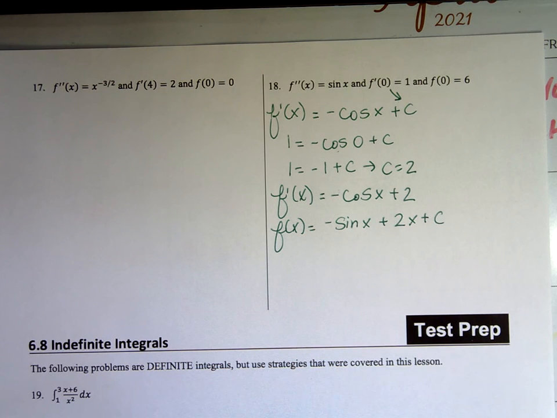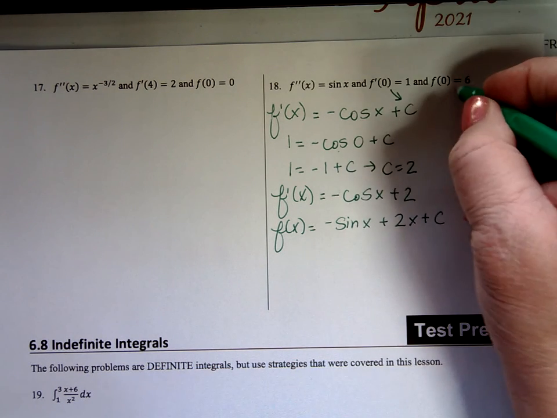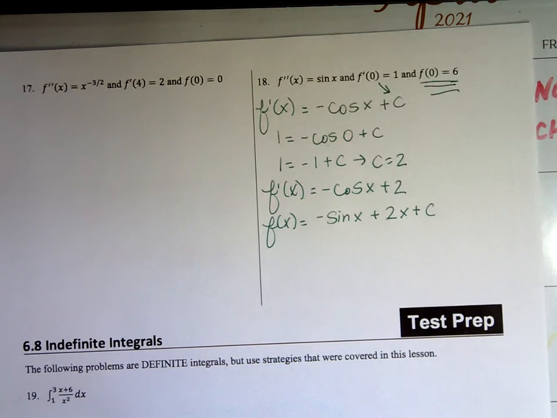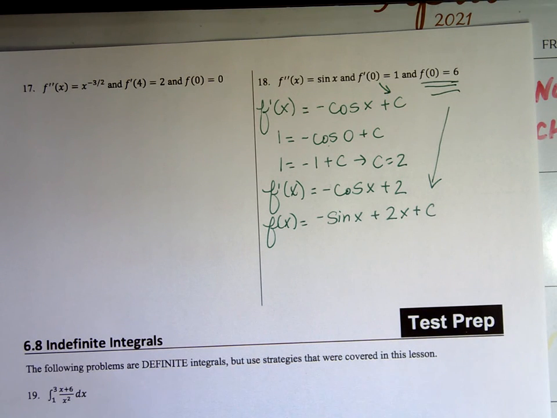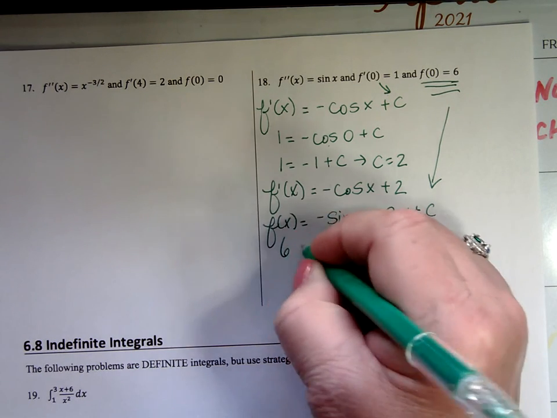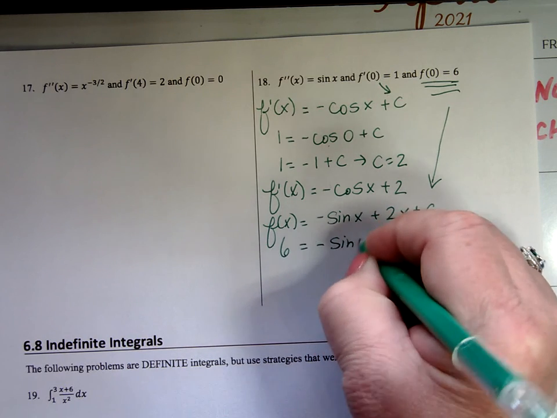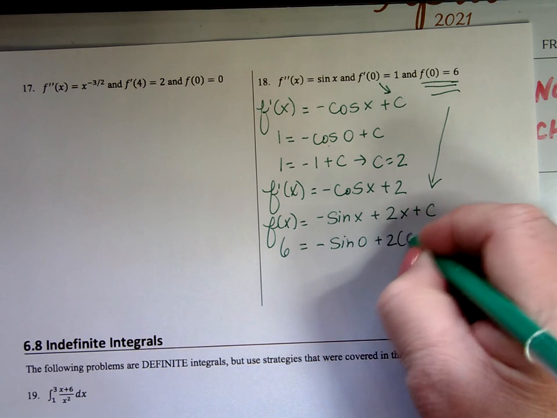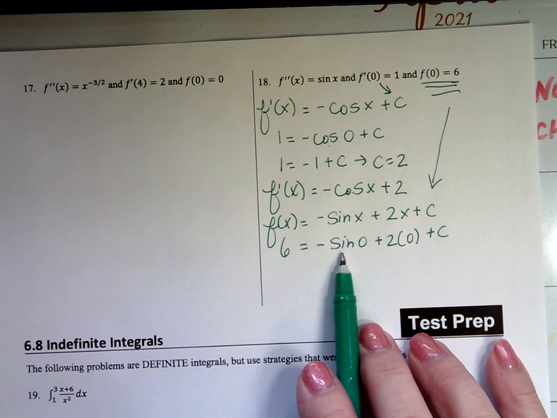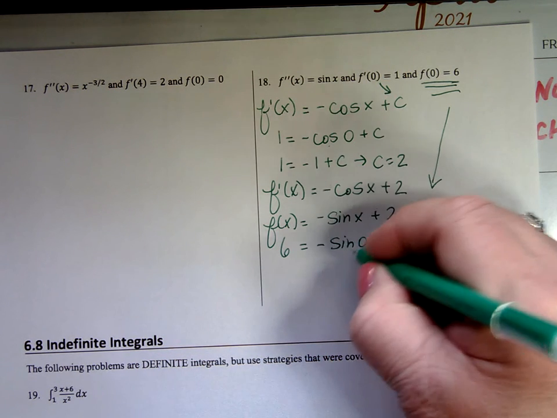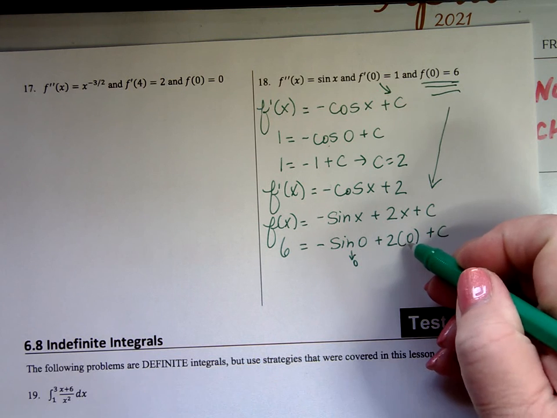But lo and behold, they gave me information enough right here for me to be able to figure out what this c value is. If x is 0, y is 6. Let's try it. 6 equals the negative sine of 0 plus 2 times 0 plus c. So it all really hinges on what's the sine of 0. Sine of 0, coordinate (1, 0). Sine's the y coordinate, which is 0. So this is 0. This is 0, which means that c is 6.